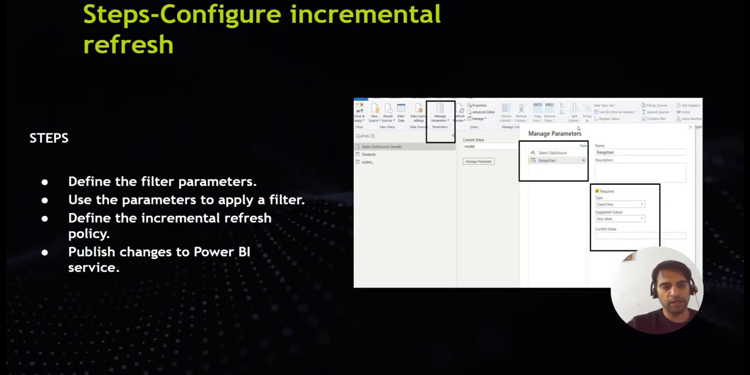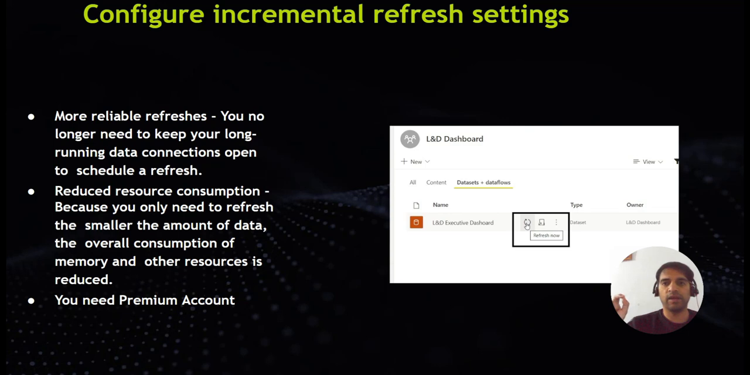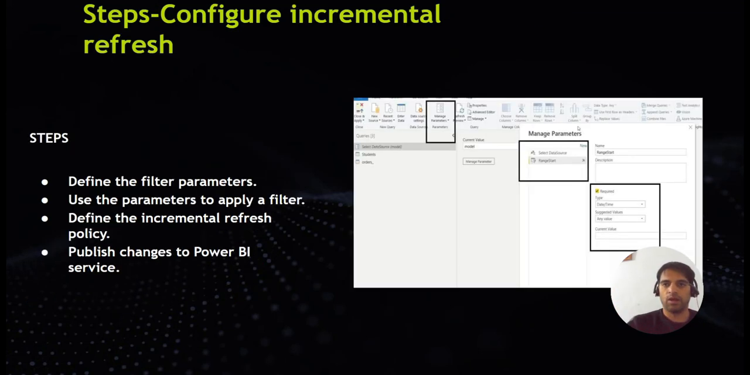Now, these are the major steps to configure incremental refresh. First of all, you define the filter parameter, then use the parameter to apply a filter, define the incremental refresh policy, and last but not the least, you publish changes to the Power BI service. Please remember that with a Power BI premium account, you are in a position to set a portion of the dataset which can have direct access to the data source. That is possible, but only with the premium account. So let's do this with a hands-on example.